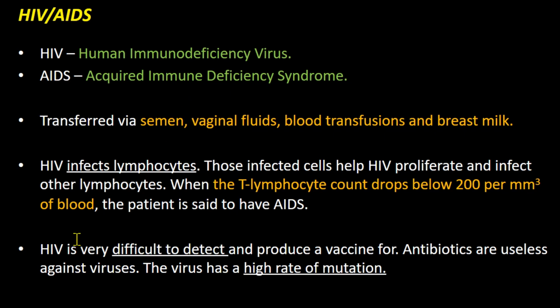So HIV, being a very small virus, is very difficult to detect and produce a vaccine for. Antibiotics are useless against viruses. Remember, they only work against bacterial infections. And the virus has a high rate of mutation.